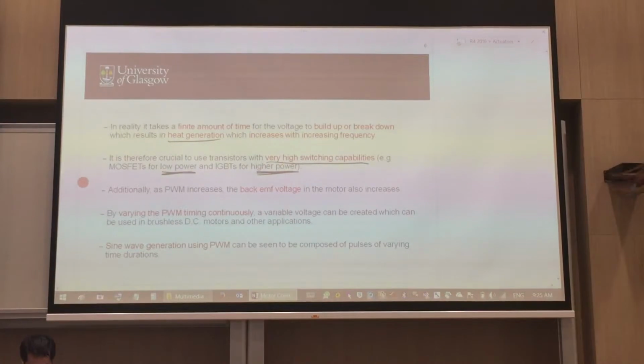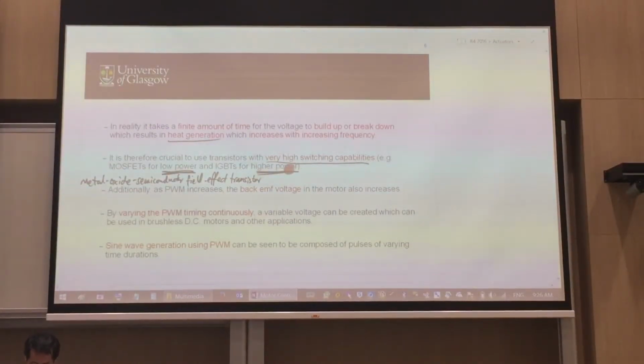The MOSFET would be metal oxide semiconductor field effect transistor. So it's a kind of transistor that's for low power. So some of you may already be using MOSFET in your FYP. That tends to be because you're using that for a low power application.